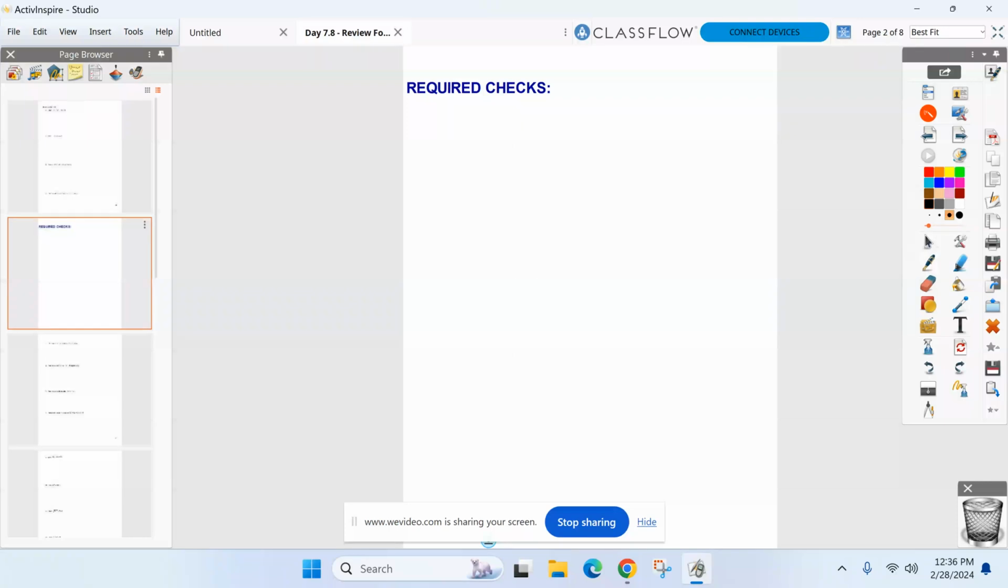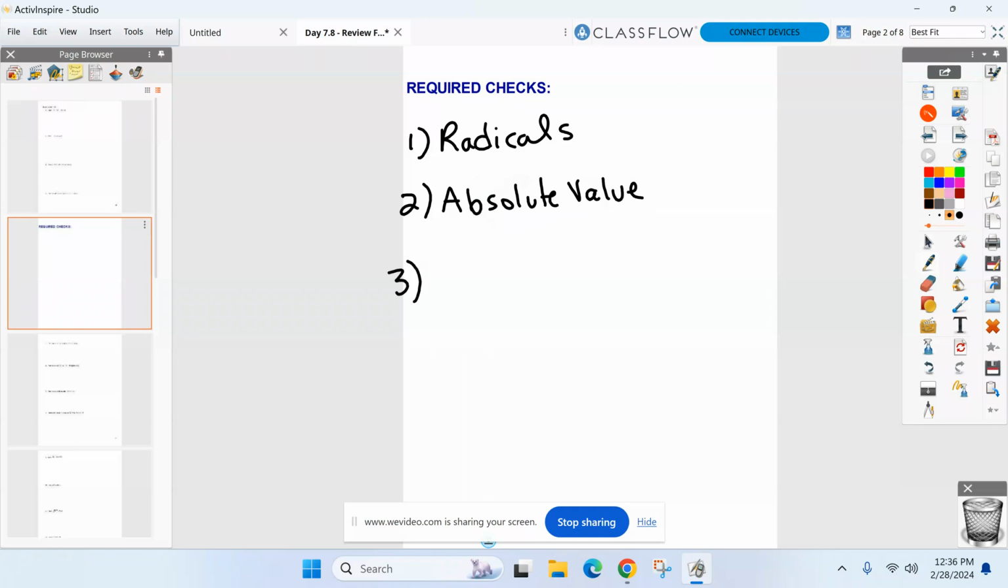Right, first one here, radicals. Any radical equations, you have to check. We'll go over the checking process when we hit these problems up today. Next one, absolute value. If you're solving with an absolute value, you have to check your answers at the end to see if it works or not. Next up, log equations.